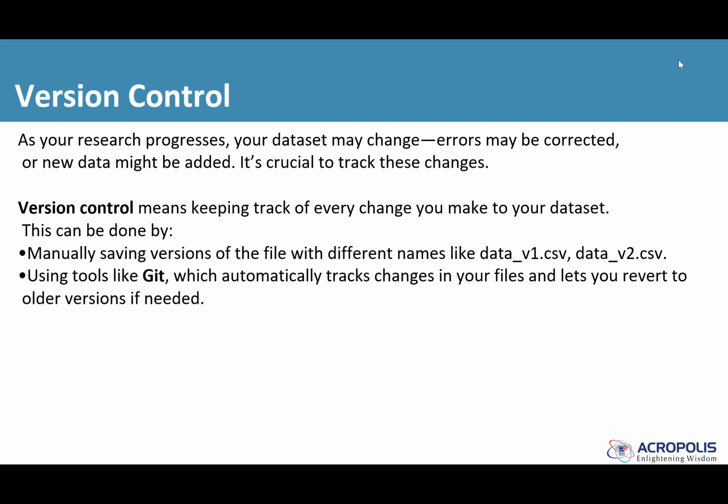So it is important to track those changes. So in that way, we have to do version control. Version control means keeping track of every change you make to your dataset, and this can be done manually. Like, as mentioned, we can save the file name as data_version1.csv, version2, version3, like that. Or we can also use Git, which automatically tracks changes in your file and reverts to the older version if it is required.